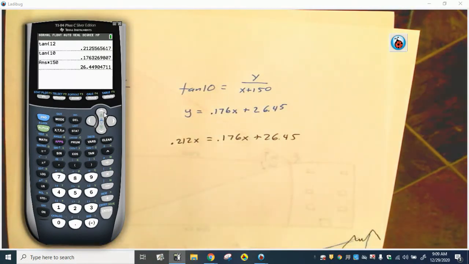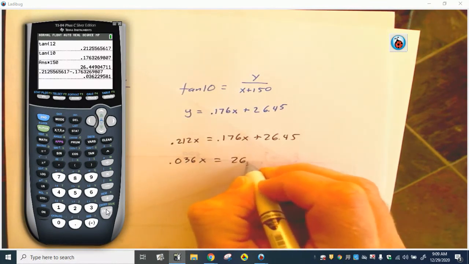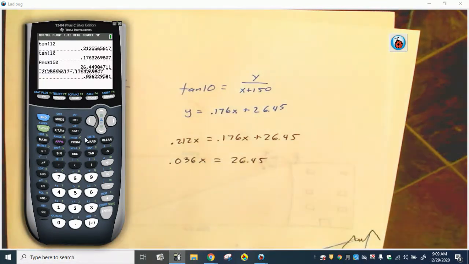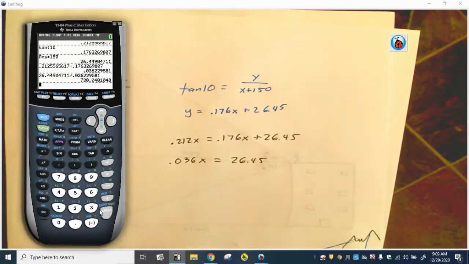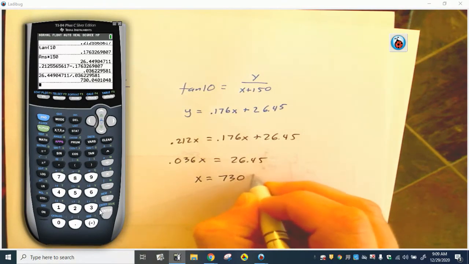But I would subtract. Here's where I would never estimate. I want to use as many decimals as I can. So I want to do that 0.212 number minus the 0.176 number, and I would get 0.036x equals that 26.45. And then I would just need to divide. So I want to do that 26.4 number and divide that by that 0.036 number. And I would know, in this case, x is equal to 730 feet.